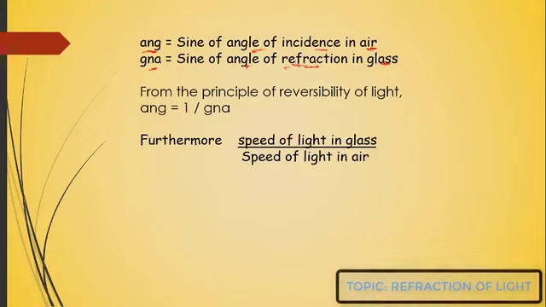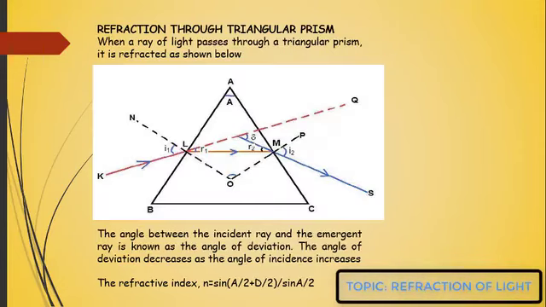Now we have what we call the principle of reversibility of light. The principle of reversibility of light states that the refractive index from air to glass is equal to the inverse of the refractive index from glass to air. Furthermore, the speed of light in air over the speed of light in glass also gives us the principle of reversibility of light.